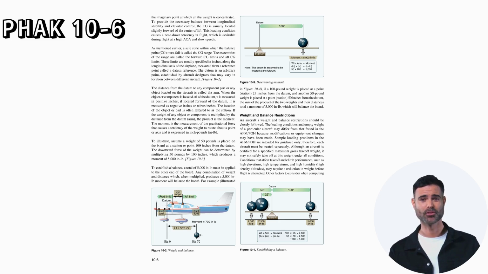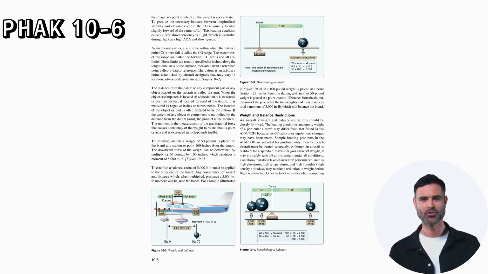The downward force of the weight can be determined by multiplying 50 pounds by 100 inches, which produces a moment of 5,000 inch-pounds. To establish a balance, a total of 5,000 inch-pounds must be applied to the other end of the board. Any combination of weight and distance which, when multiplied, produces a 5,000 inch-pound moment will balance the board.